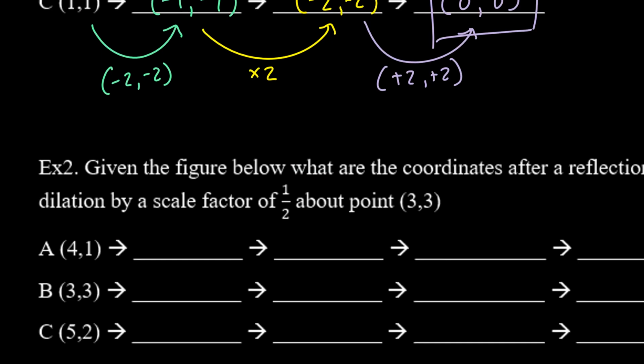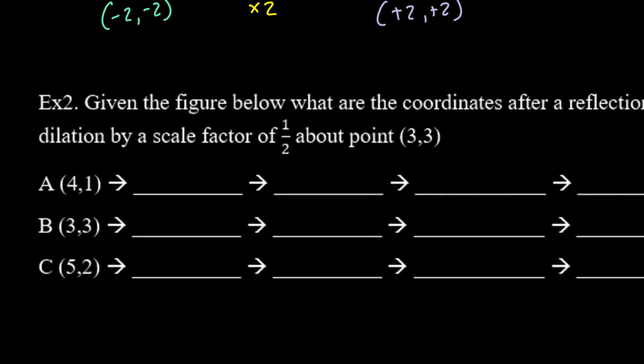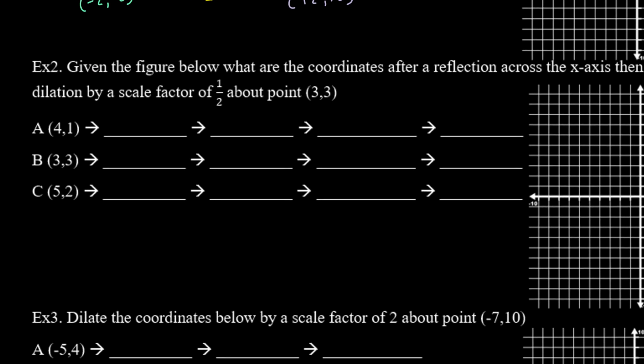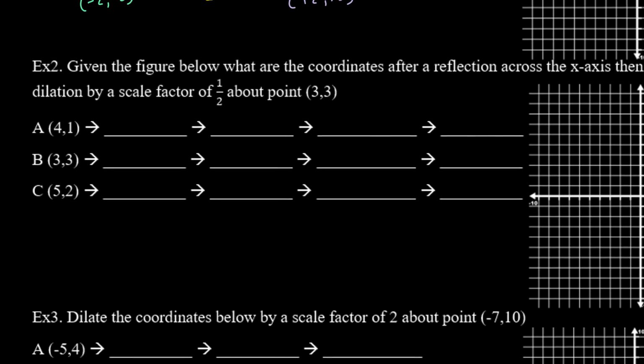So let me do the next one with you just because there's an extra. What is our extra step on example 2? We're trying to reflect over the x-axis. Who remembers what stays the same and what changes when we reflect over the x-axis? Yes, Ethan. The y changes and the x stays the same. Yes, x stays the same, right?